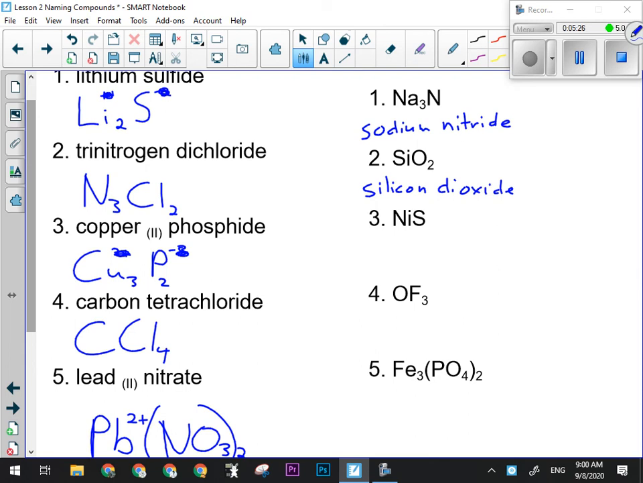It's ionic, yeah, because nickel is a metal. Okay, so nickel. And S stands for sulfur, so that'll be sulfide. Do I need Roman numerals for this one?